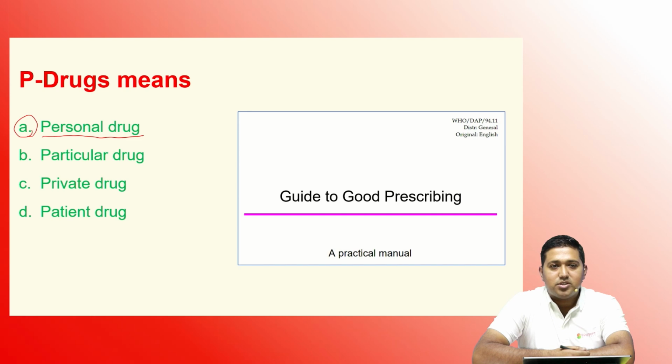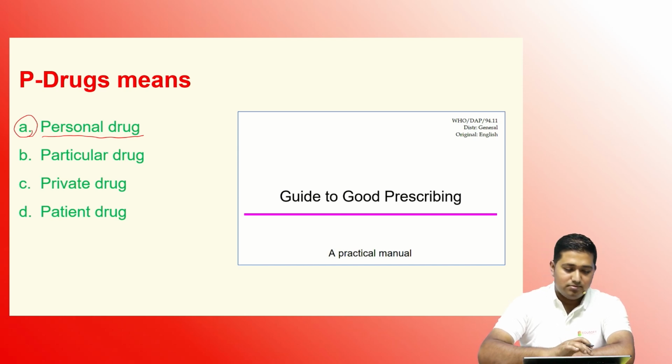One more important question that can come from this topic is, what are the factors that you want to consider while choosing a personal drug? There are 4 factors that you need to consider: efficacy, safety, suitability, and cost. So this is another important question that can come in your exam. Let's go to the next question.